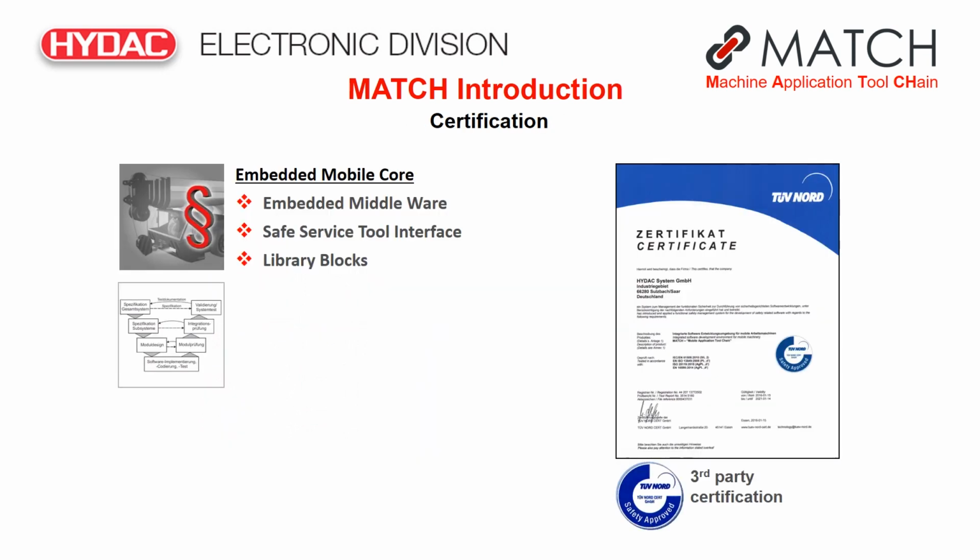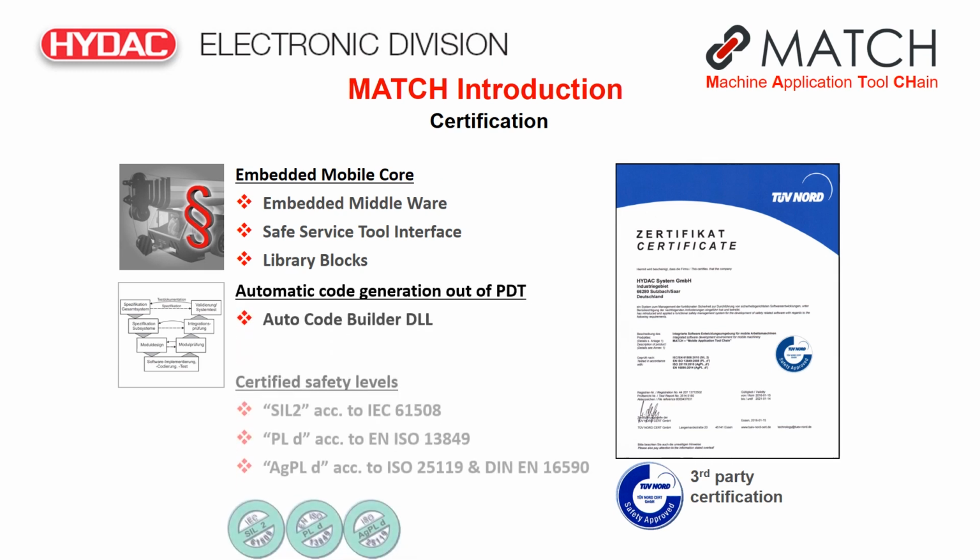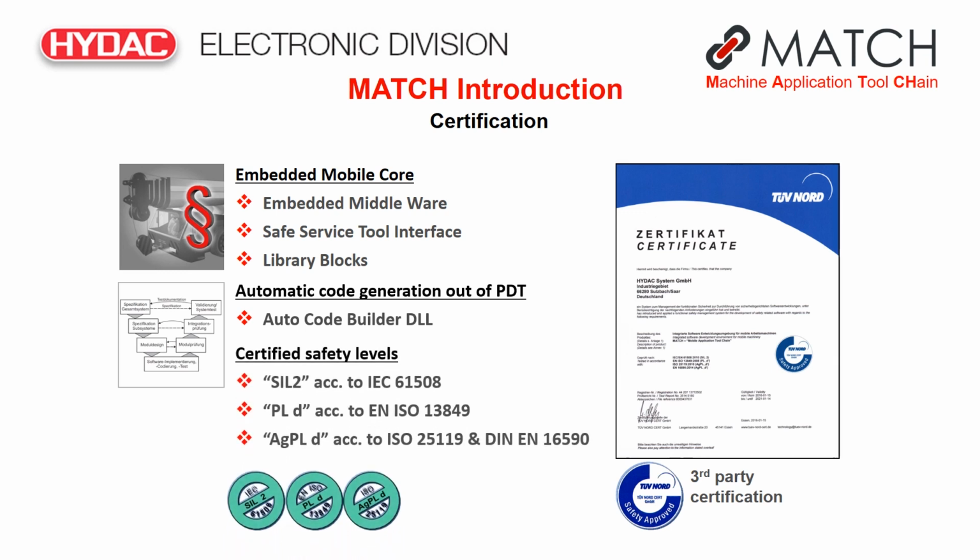The details of the TÜV Nord certification begin with the embedded core, in which the middleware, safe service tool interface, and library blocks are all called out. Next, the Auto Code Builder out of the PDT, and finally, the SIL2, PLD, and AGPLD ISO numbers are also referenced.